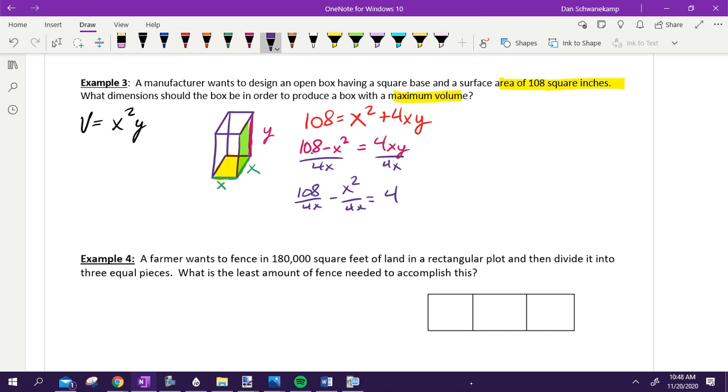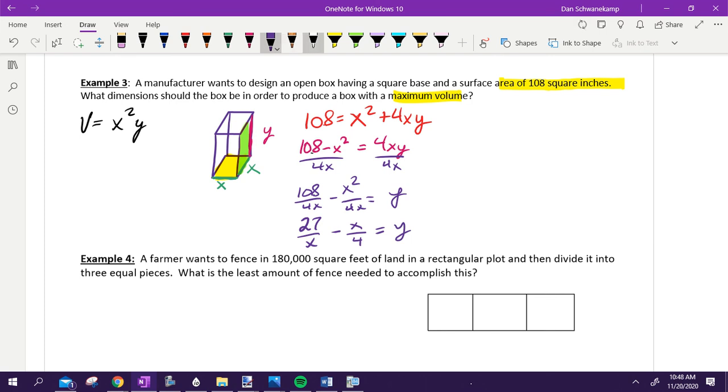I'm simplifying here. 108 over 4 is 27 over x. And that thing right there, x squared over 4x, is going to get me x over 4. And that is all equal to y. I'm not 4, that's a y. I'm an idiot. All right. Everybody okay to this point?